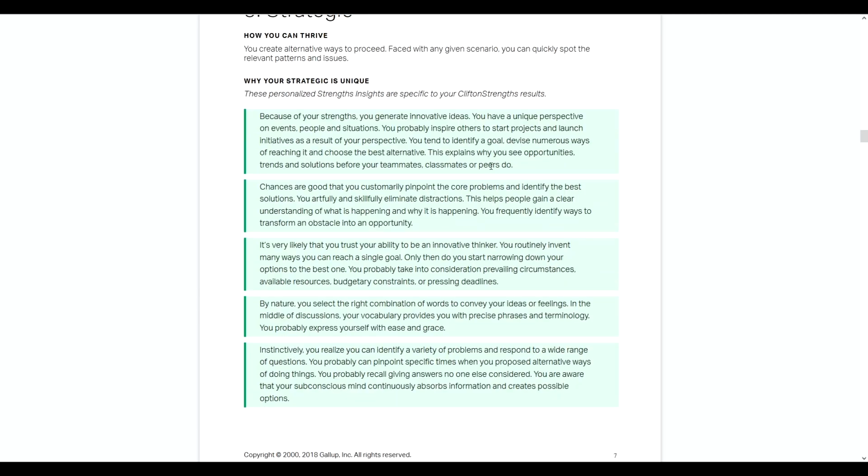So then we zip down to Strategic, and just as an overview, Strategic always needs a purpose, number one. Strategic always needs to know what is the end destination or close to it, otherwise it gets overwhelmed with analysis paralysis. And Strategic just needs to figure stuff out.